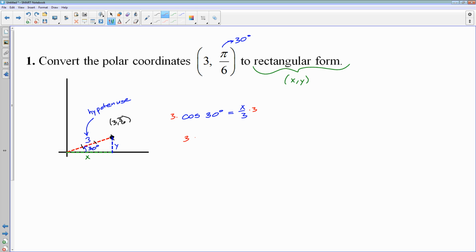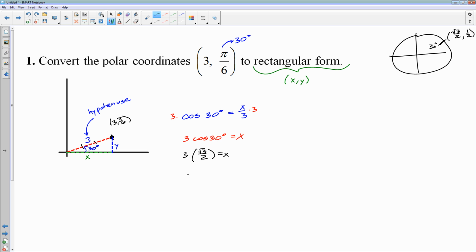I know that 3 cosine 30 degrees is equal to x, and then cosine 30 degrees comes off my unit circle. I'm going to think about 30 degrees right here, and my coordinates are root 3 over 2 and 1/2. So at 30 degrees, cosine is root 3 over 2. So we have 3 times the square root of 3 over 2 equals x, which cleans up to simply 3 root 3 over 2. And that is the x coordinate.